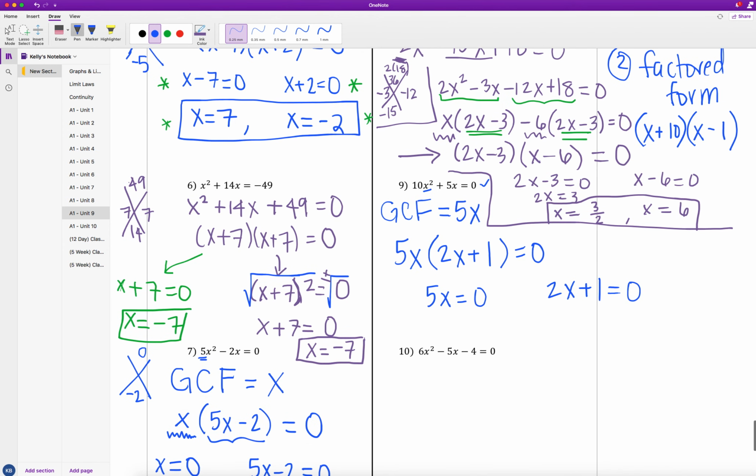For the first one, we're going to divide through by 5, and I end up getting x equals 0, since 0 divided by 5 is 0. For the second equation, we can subtract 1, and then our last step would be to divide through by 2. So we end up getting x equals 0 and x equals negative 1/2.